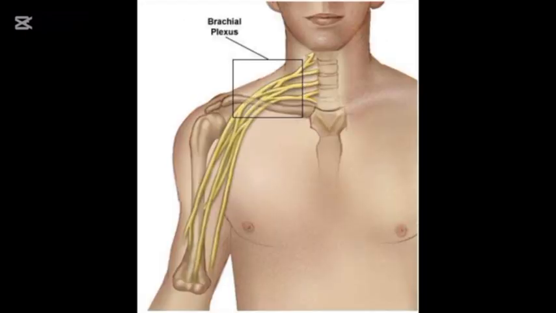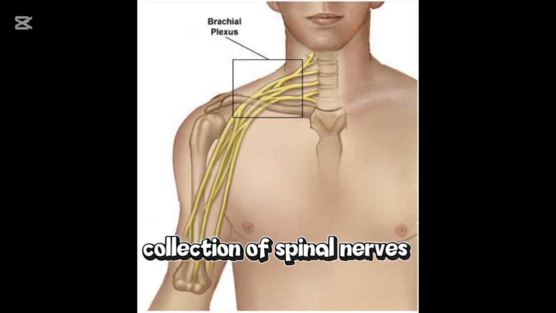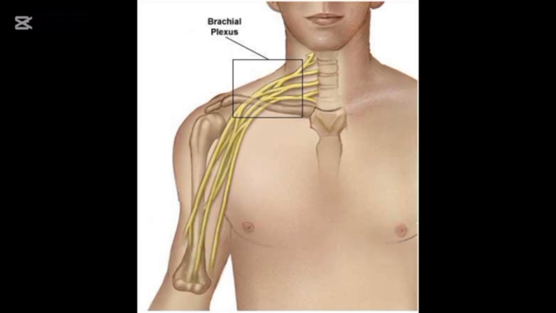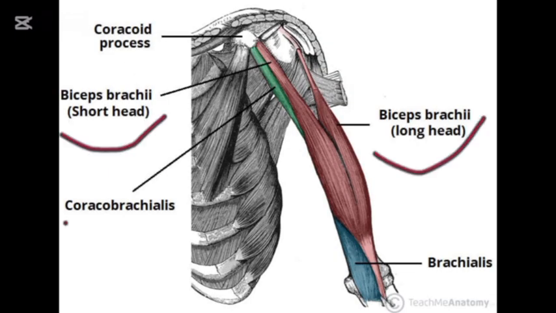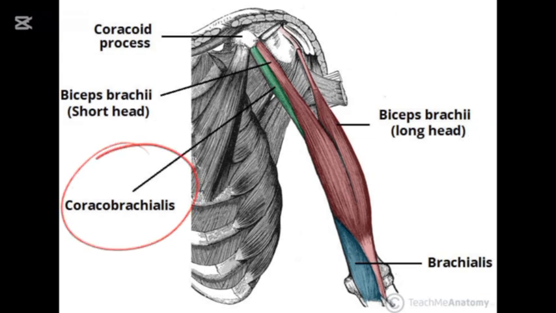Number 3 is the brachial plexus and the branches. This is a collection of spinal nerves that form the peripheral nerves of the upper limb. Number 4 is the axillary lymph nodes. They filter the lymphatic fluid that has drained from the upper limb and the pectoral region. Number 5 is the biceps brachii and the coracobrachialis. These muscle tendons move through the axilla where they attach to the coracoid process of the scapula.